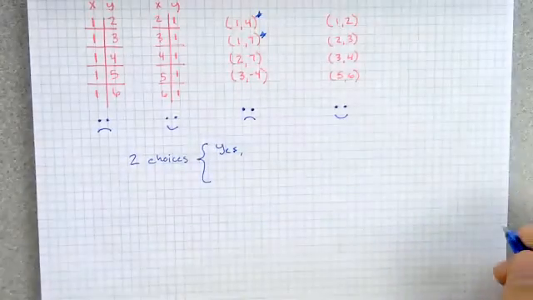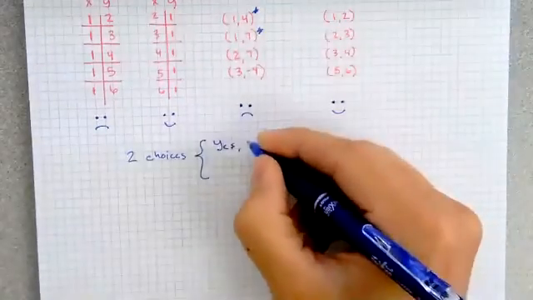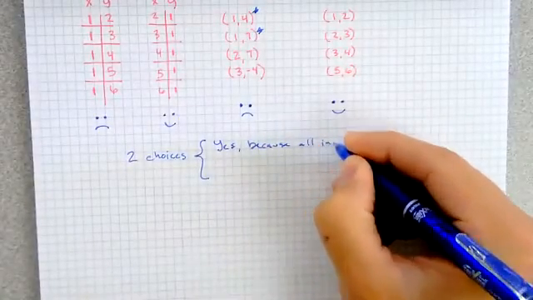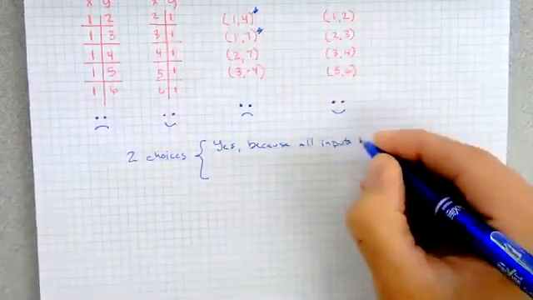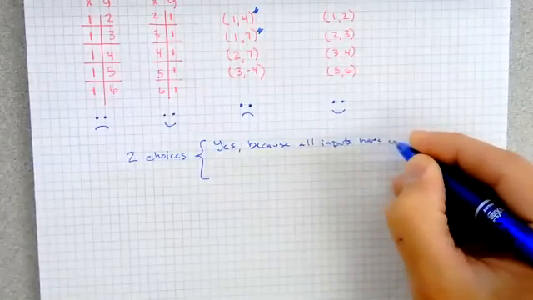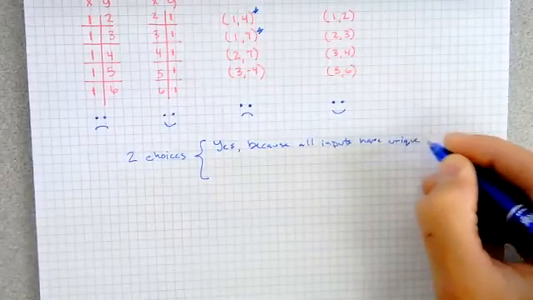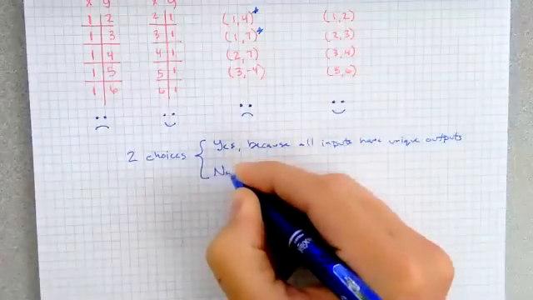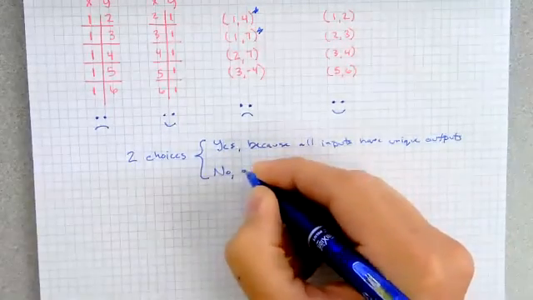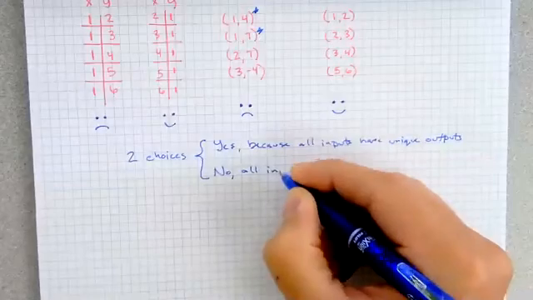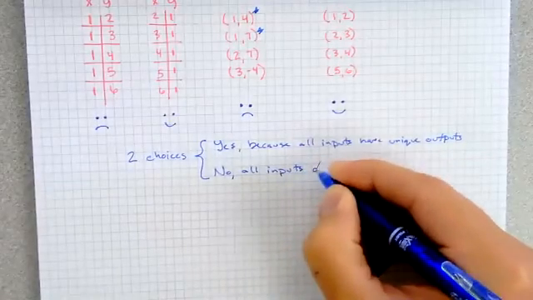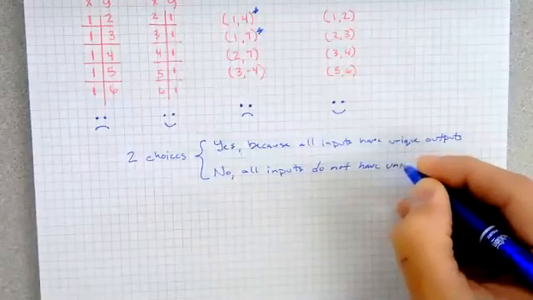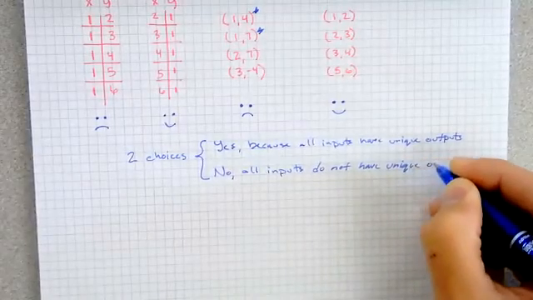So again, you have two choices. Yes, because all inputs have unique outputs. Or no, because all inputs do not have unique outputs.